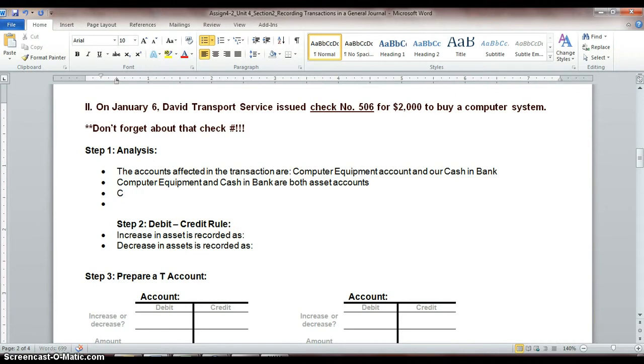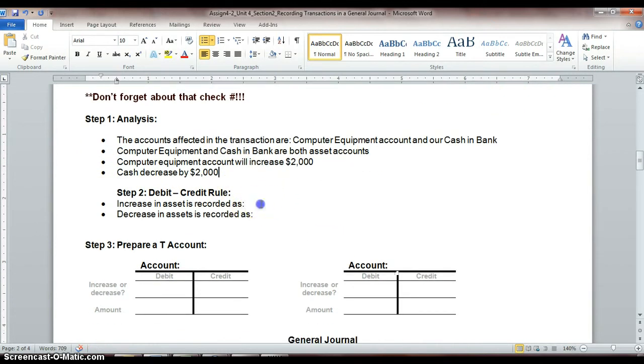So our computer equipment account will increase, since we're making a purchase toward this account. It's going to increase this account by $2,000. And if that's going to increase that account by $2,000, that means we're paying cash, so our cash is going to decrease by $2,000. I put this many bullets here for a reason, because you should be walking through this step by step, listing something at every bullet. Don't just leave those blank.